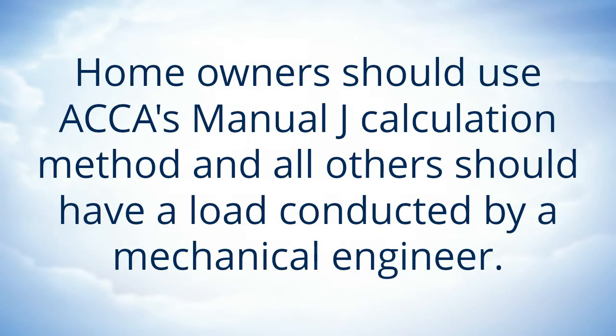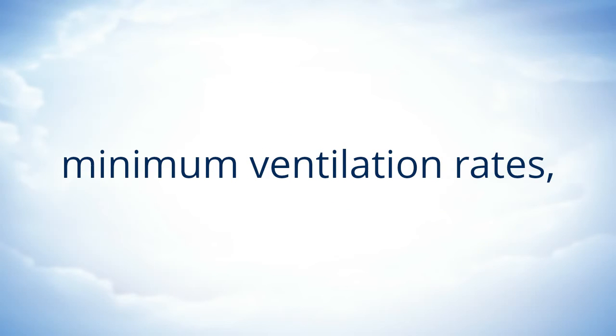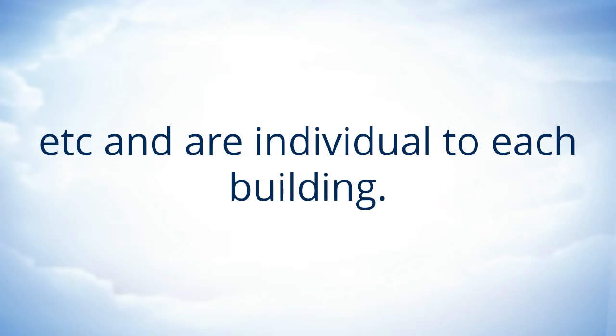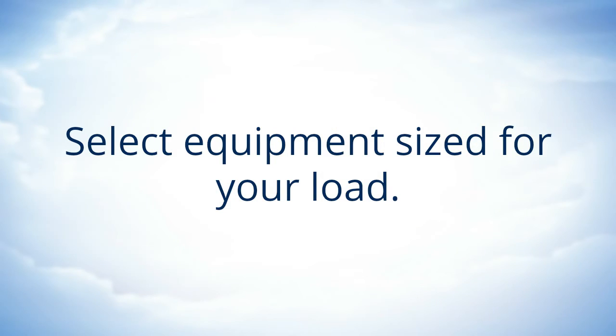Homeowners should use ACCA's Manual J calculation method, and all others should have a load calculation conducted by a mechanical engineer. Commercial buildings have more requirements related to code conformance, minimum ventilation rates, etc., and are individual to each building. Load reduction: read the information above. Select equipment sized for your load.